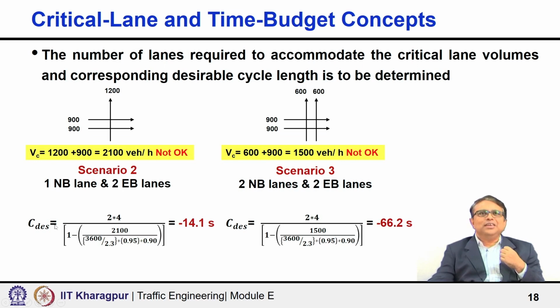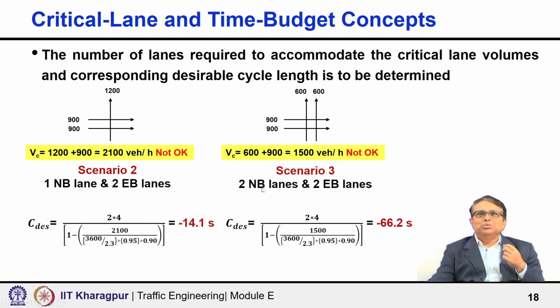Okay, let us try to calculate again the C design, or desirable cycle length. What do we get? Still it is negative, indicating it is still not working. Fine. Next, we thought, let us try: we made it 2 lanes there, and for the other movement also let us have 2 lanes. So the 1200 will get distributed to 600, 600. Now, there will be 2 lanes.